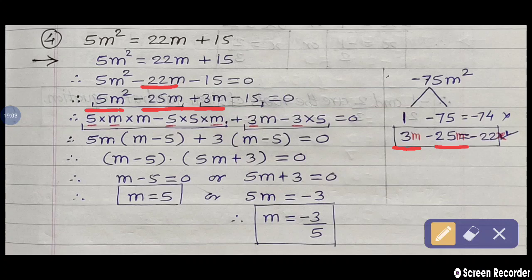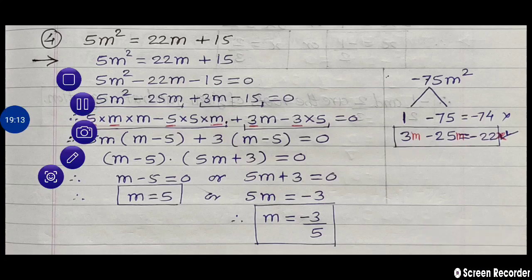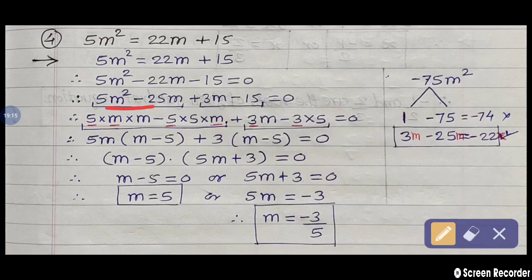So for our simplification, we are taking 25m first and then afterward plus 3m next one. Clear? So we are getting the 4 terms now. Try to find out the common factors. So 5m square means what? Split all these 4 terms.